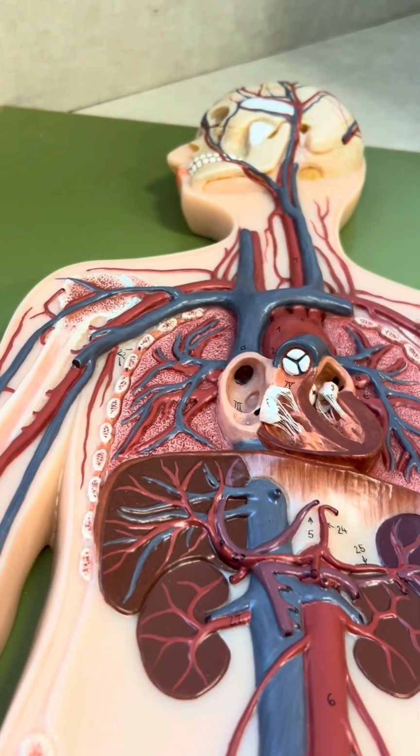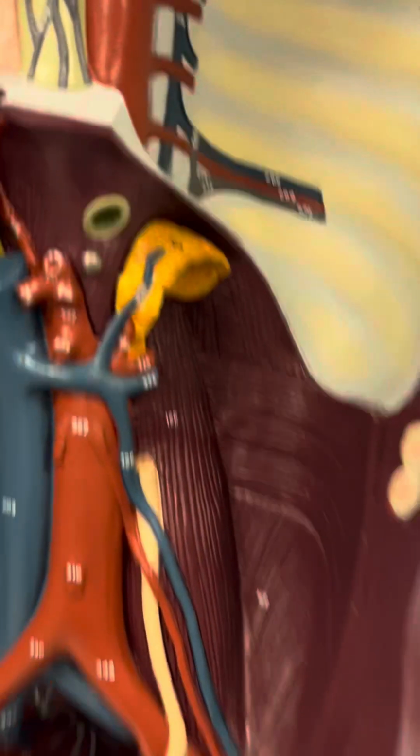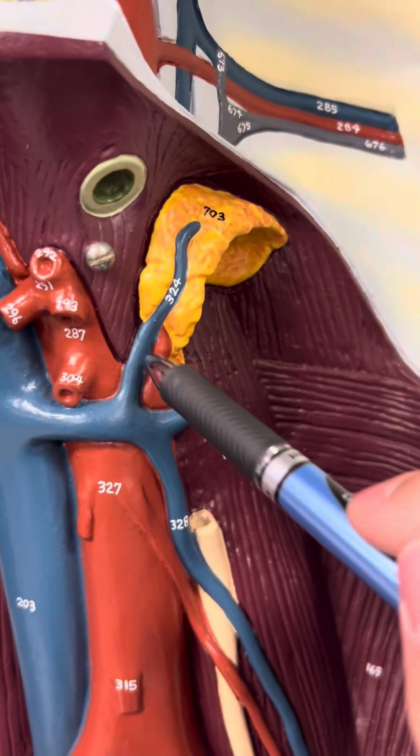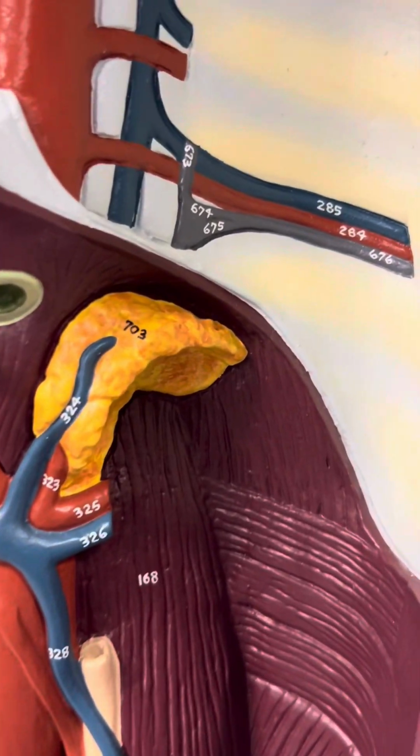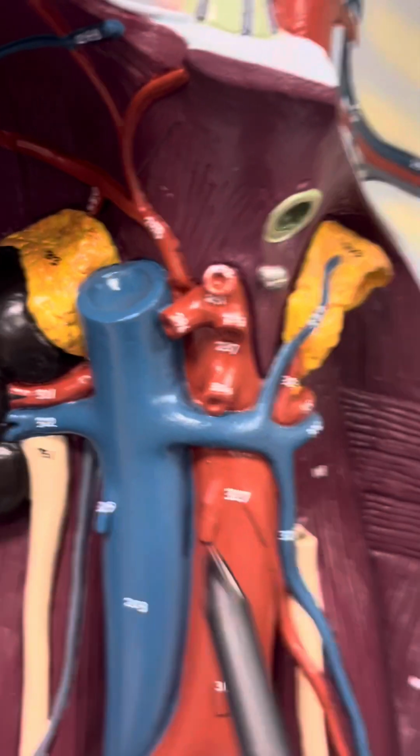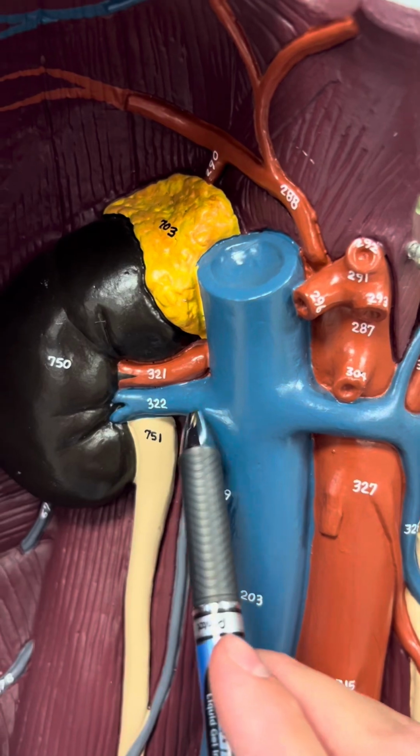All right, the next vein after that is your suprarenal veins. So remember, this is your suprarenal artery. So this will be your suprarenal vein. Okay, next is your renal vein. Remember, this is your renal artery. This will be your renal vein.